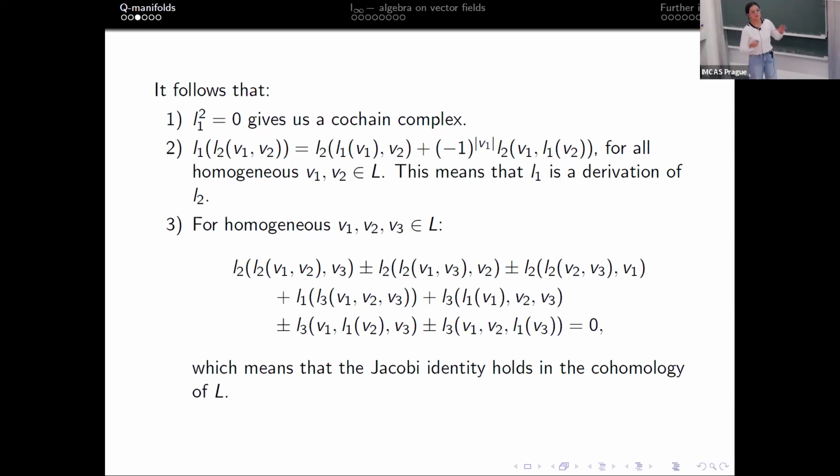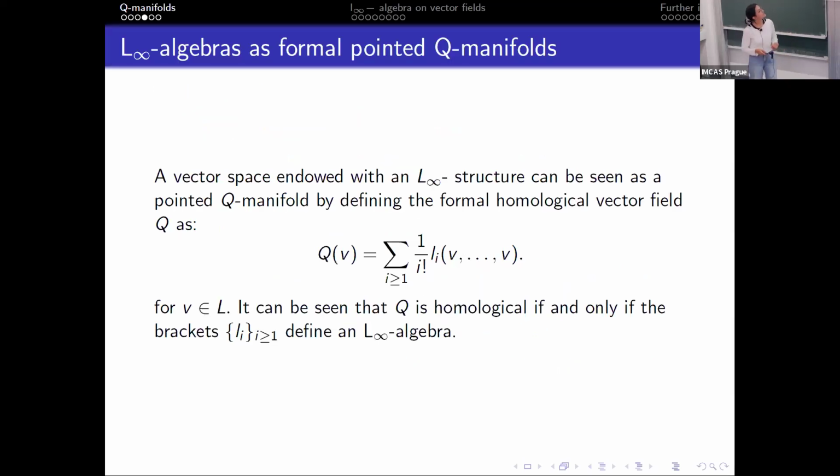So now we would like to make a relationship between the two previously defined concepts. I want to establish the relationship between a Q-manifold and an L-infinity algebra. This is given as follows. If we start with an L-infinity algebra, a graded vector space L endowed with the brackets that I mentioned before, I can obtain a homological vector field and a graded manifold by just thinking about the graded vector space as a graded manifold. We define the homological vector field by this expression here. So we construct a Q field out of the L-infinity brackets.